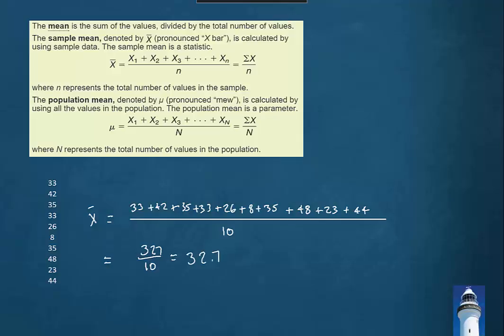32.7 for the mean. So when we report this, it's important that we report it with the correct symbol so that the reader of the report knows whether he or she is being provided with a sample mean or a population mean. Now this brings up a question: how should we round this?